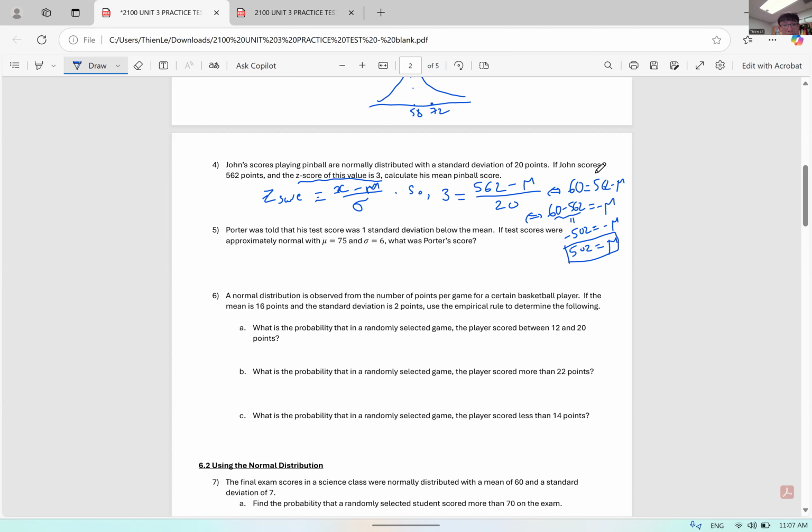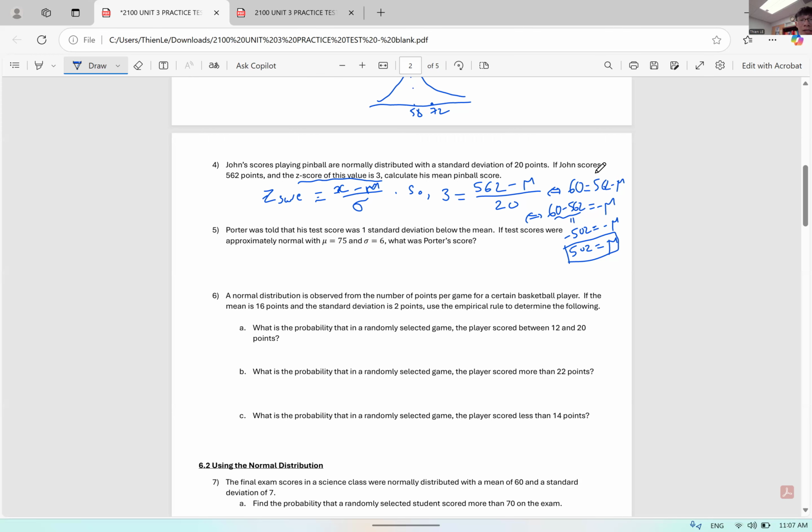So in the next one, Porter was told that his test score was one standard deviation below the mean, okay, which is negative, right? Negative, to the left of the mean. If the test scores were approximately normal with mu 75 and sigma 6, what is Porter's score? So now you know this z-score is -1, because it's one standard deviation below the mean. The z-score, again, just tells you how many standard deviations far from the mean. So if below, to the left, you have a negative z-score. If above, to the right of the mean, you have a positive z-score.